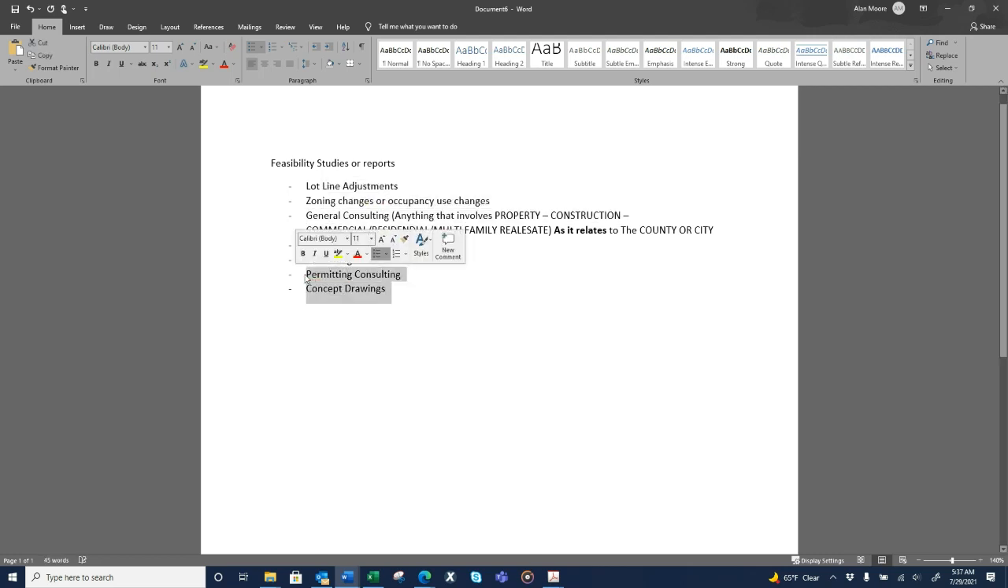If someone's in a bind because they're building some illegal building or doing something or whatever, permitting consulting will help them get out of it. We'll help them get permits pulled. We'll help navigate the city and county forms, stuff like that. We'll generally pull permits for contractors or for owners.